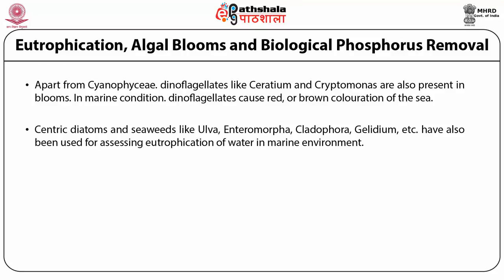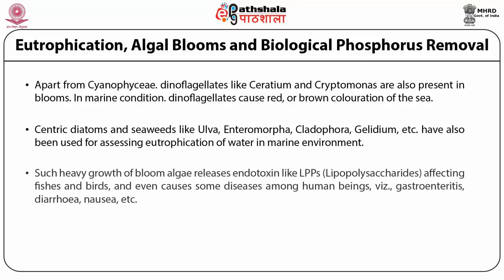Models have been proposed for the prediction of eutrophication. Literature on eutrophication has been reviewed by Porcella in 1978. Such heavy growth of bloom algae releases endotoxins like lipopolysaccharides, affecting fishes and birds and even causing some diseases among human beings such as gastroenteritis, diarrhea, nausea, etc.